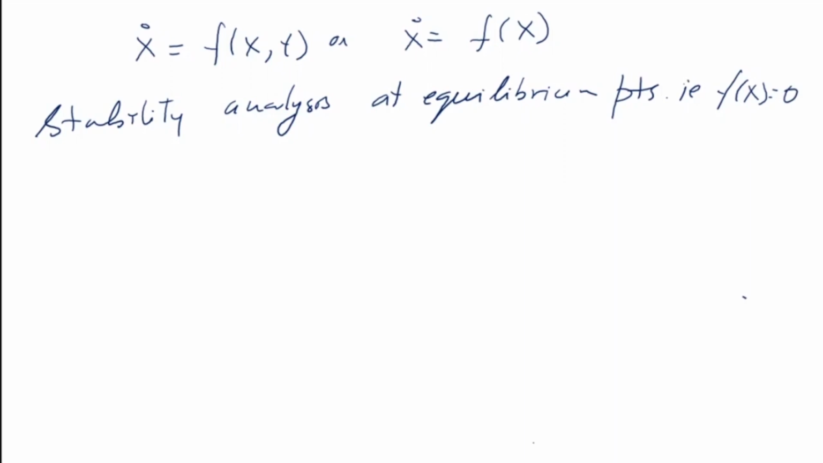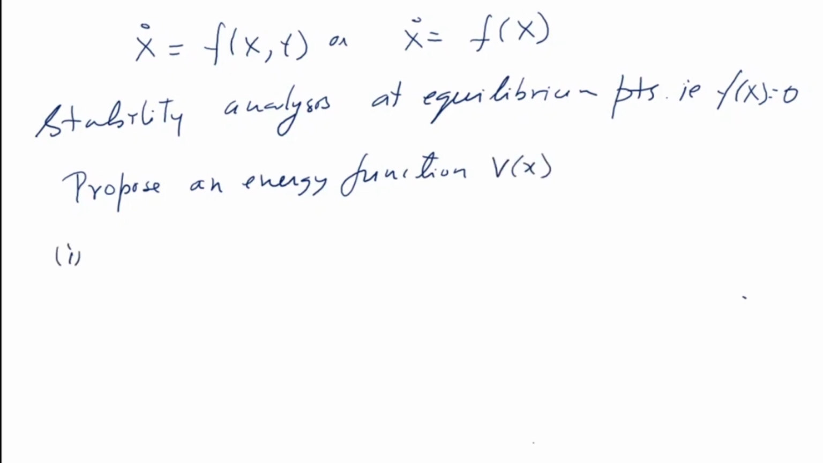Now, what is the first thing that we need to do? First of all, we need to propose an energy function. We need to propose our V of x, then take its derivative and see whether it is negative definite. That is the first thing we need to do. So we propose this function V of x, and these two conditions have to be satisfied.